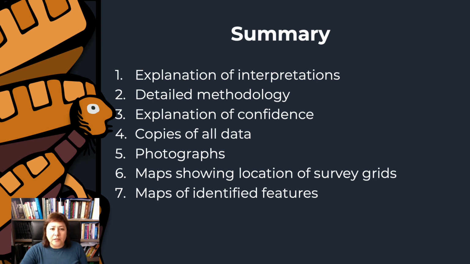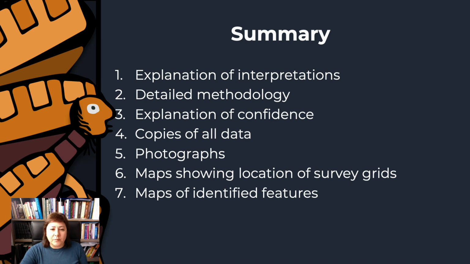Number 1, an explanation of interpretations, including annotations on radargrams and amplitude maps with precise descriptions and examples of patterns. Number 2, a detailed methodology that explains how the data were collected, processed, and then interpreted. This should include an example of raw, processed, and interpreted radargrams and/or amplitude maps. Number 3, explanations of confidence terms used in the report. These can include probable, possible, or likely.